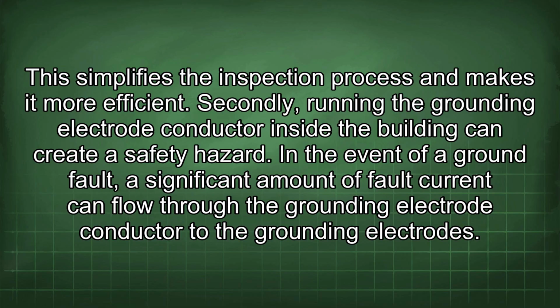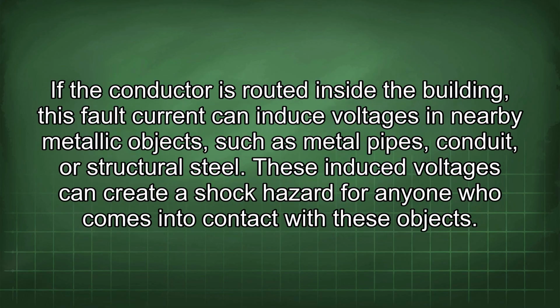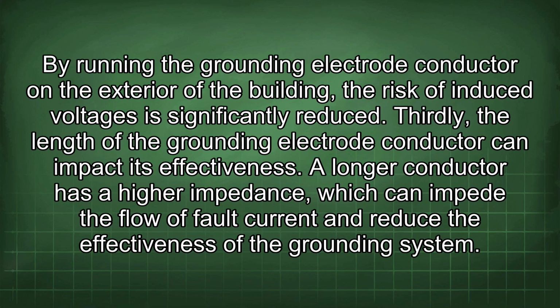Secondly, running the grounding electrode conductor inside the building can create a safety hazard. In the event of a ground fault, a significant amount of fault current can flow through the grounding electrode conductor to the grounding electrodes. If the conductor is routed inside the building, this fault current can induce voltages in nearby metallic objects such as metal pipes, conduit, or structural steel. These induced voltages can create a shock hazard for anyone who comes into contact with these objects. By running the grounding electrode conductor on the exterior of the building, the risk of induced voltages is significantly reduced.